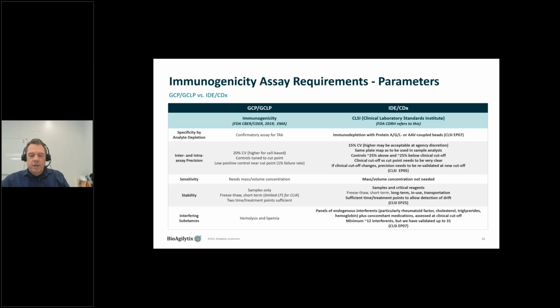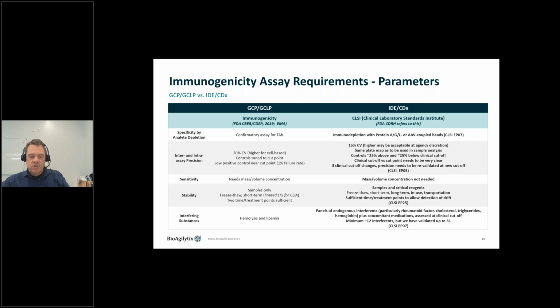And this slide covers the validation parameters and illustrates how they vary between regulations. One requirement with such a distinction is specificity by analyte depletion. In the immunogenicity validation, there is a confirmatory step for TAb assays, which addresses this by competition, but NAb assays typically don't include a confirmatory step, but it's pretty consistent feedback from the CDRH that immunodepletion via protein A/G beads or AAV-coupled beads is needed to demonstrate that the positive samples are indeed positive due to antibodies, and negative samples are lacking any antibody activity.